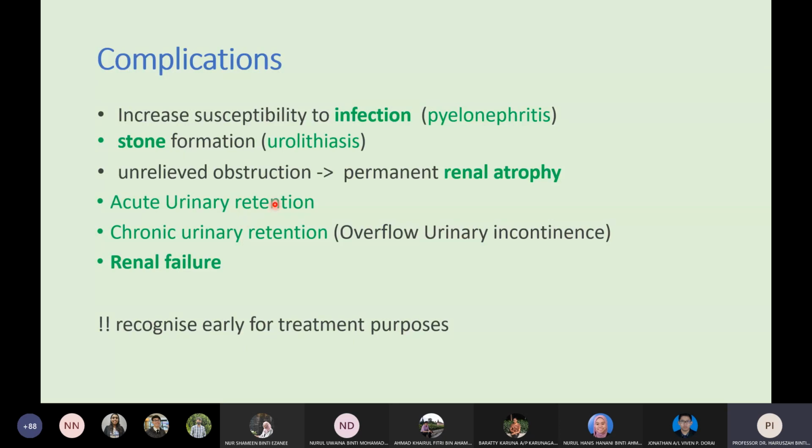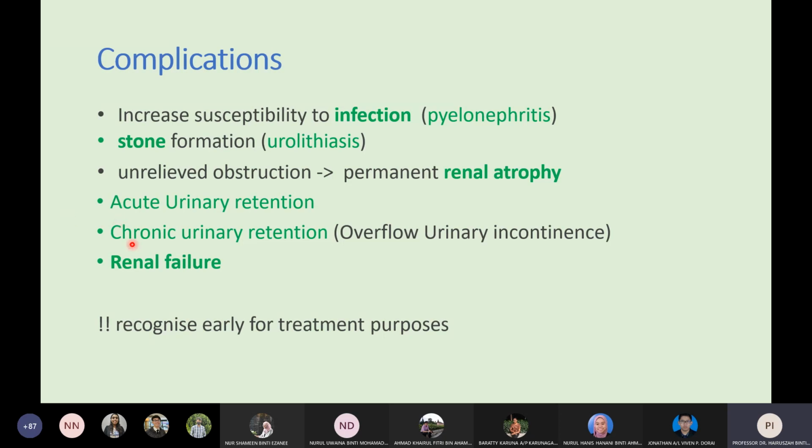Urolithiasis is the process. So as I said earlier, when all these are not relieved, you can get a permanent renal atrophy, injury and damage. These are the things that I explained from the picture just now. You can get acute episodes of chronic disease.